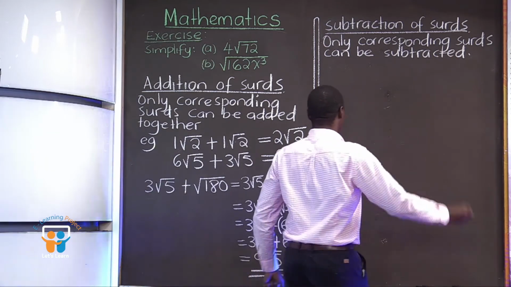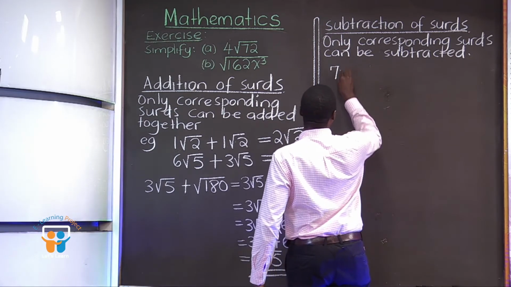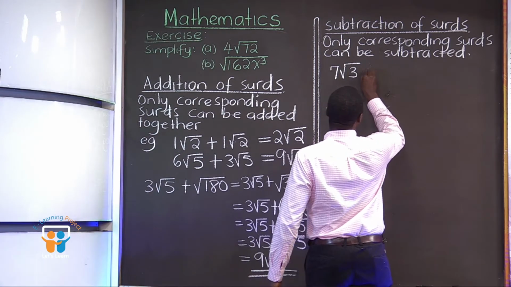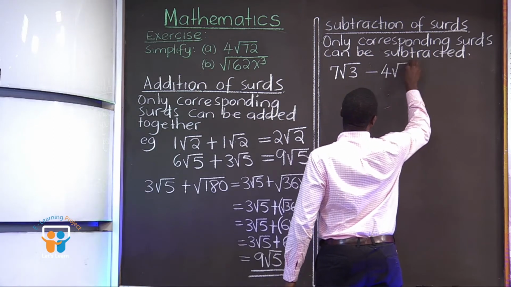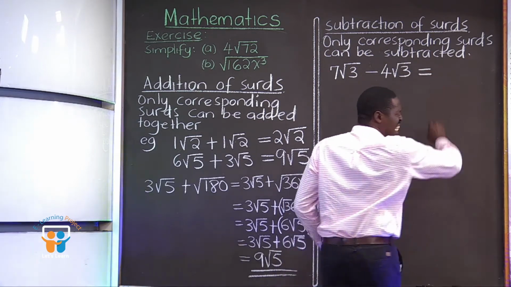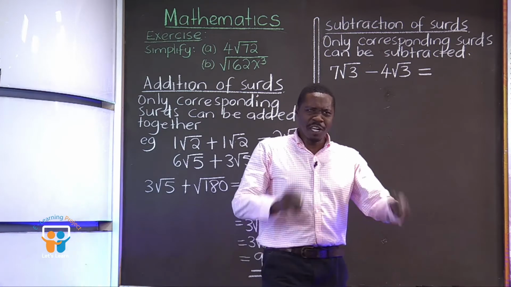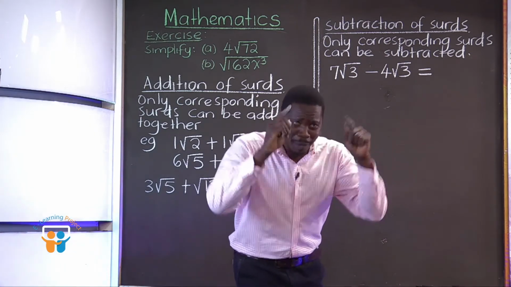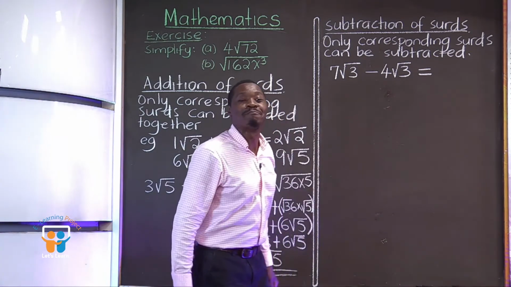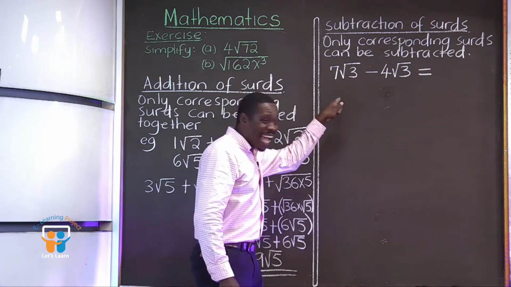Why? Because if I have 7 root 3 and I'm subtracting 4 root 3, anyone can give me the answer here. Even those people who studied Napoleon Bonaparte, they can give me the answer. Don't laugh. I want the answer.